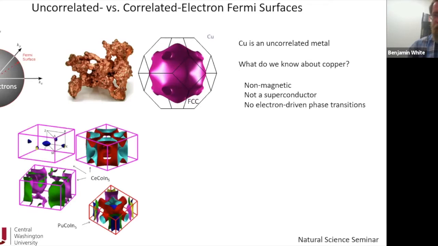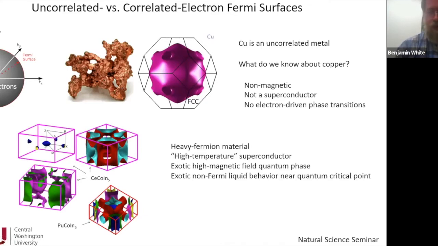And we can contrast that with some Fermi surfaces for some correlated electron materials. So these three right here are for cerium cobalt indium 5. This one here is for plutonium cobalt indium 5. And what you can see is these are definitely not a sphere. We've got all kinds of crazy Fermi sheets built in there, all kinds of Fermi surface nesting, much more complicated. And what do we know about the properties of these materials? Well, they're heavy fermion materials. They have high temperature superconductivity. They have an exotic high magnetic field phase called the Q phase, exotic non-Fermi liquid behavior near quantum critical points. All kinds of interesting things happen.